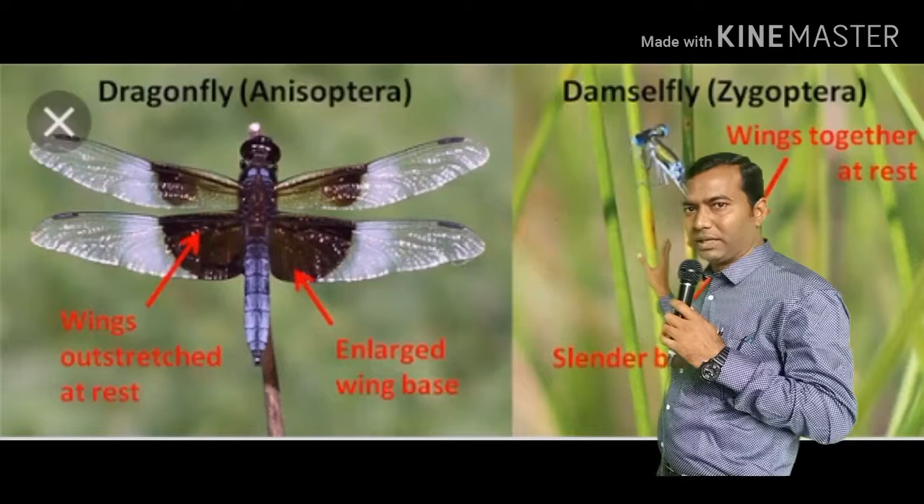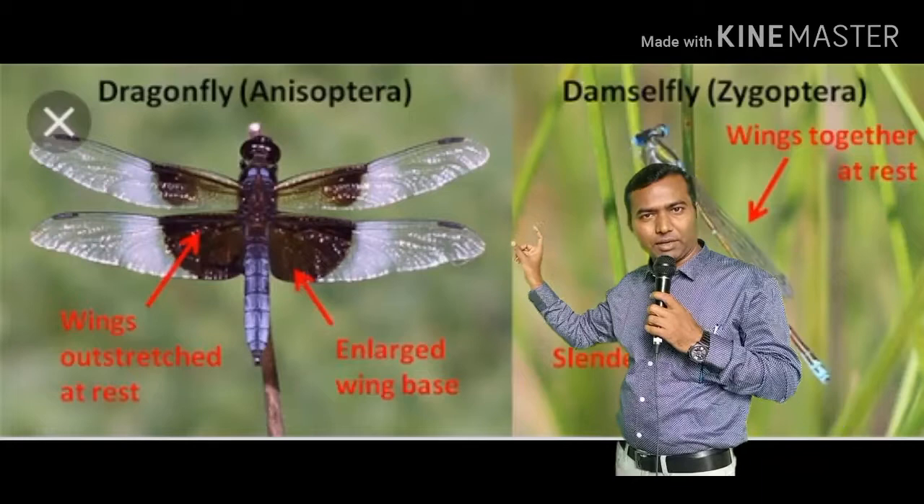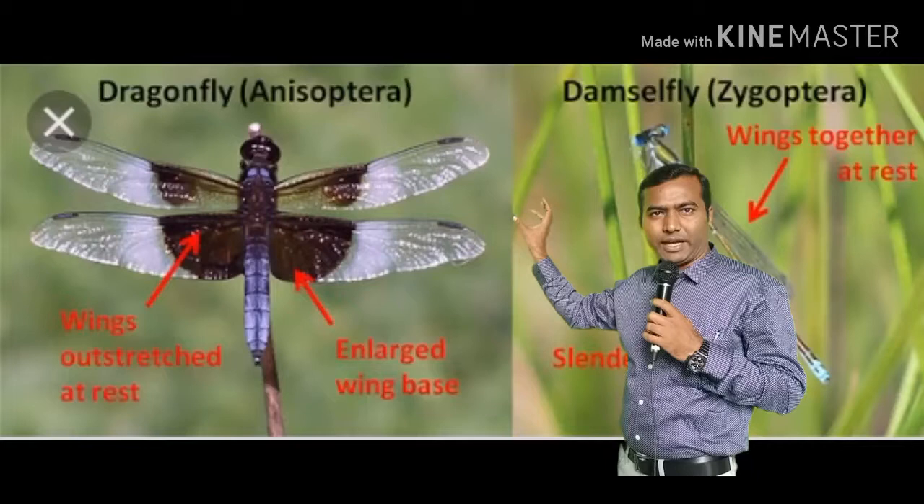The third basic difference between dragonflies and damselflies is that dragonflies have large eyes and they are joined to each other, but damselflies have separated eyes.